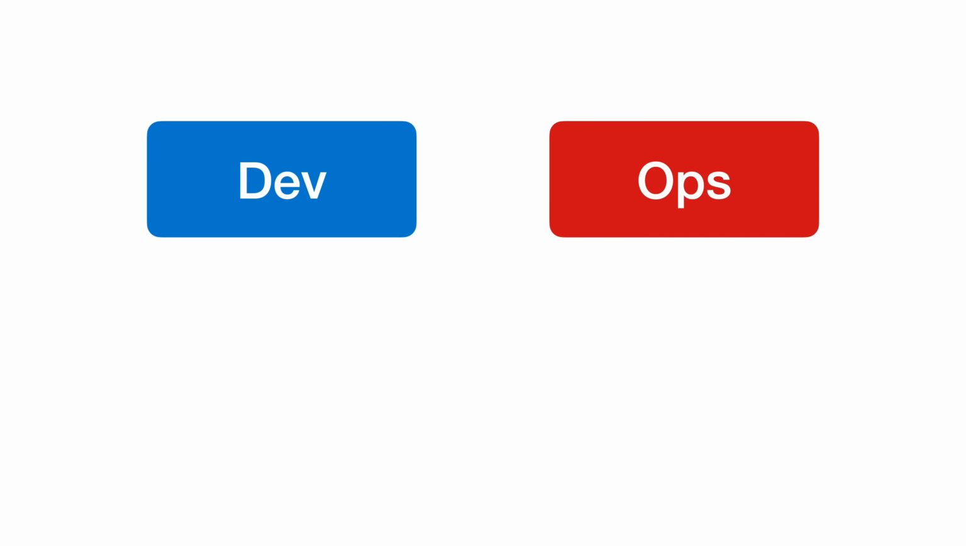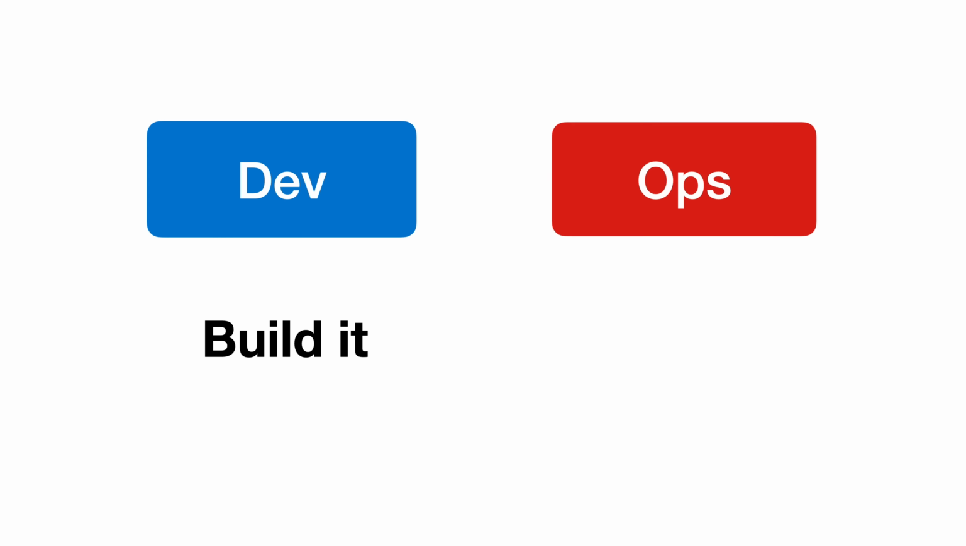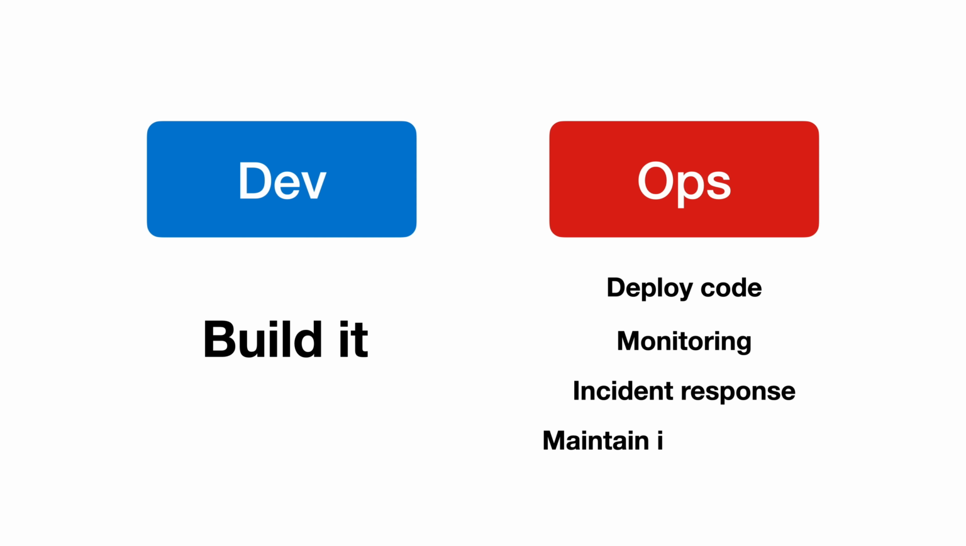Traditionally, dev, or the developers, were responsible for writing the code, designing the software architecture, and refactoring. They build the thing. Ops, or operations, were responsible for deploying that code to production, monitoring it, responding to incidents, maintaining the servers that the code runs on. They run the thing.